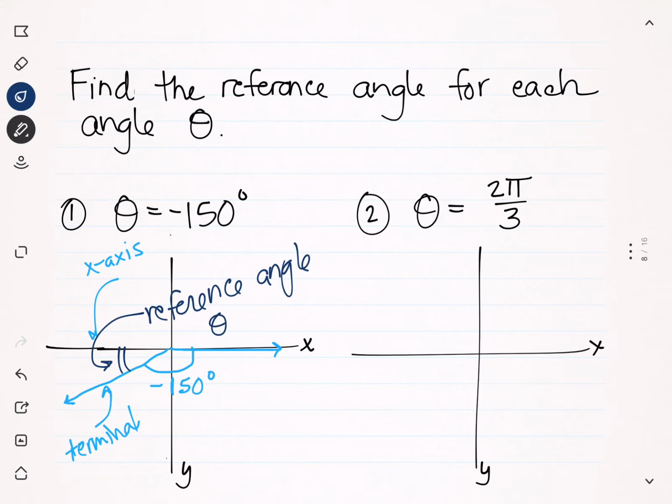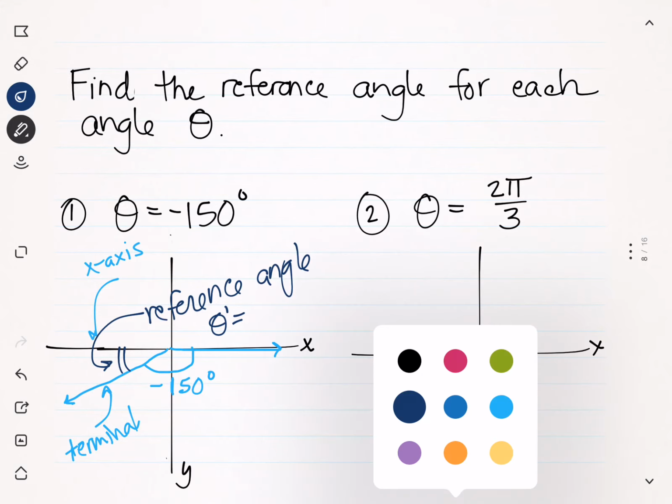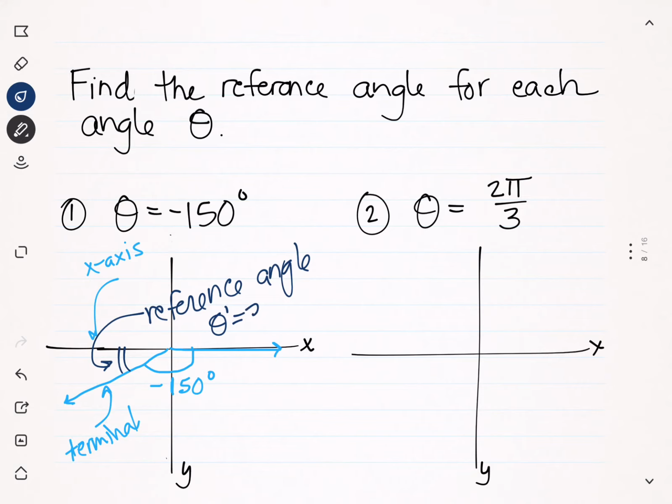Sometimes they'll use a different notation like theta prime, and that's not super necessary. I mean, you can do it if you want to, but that's just to distinguish between the two angles.